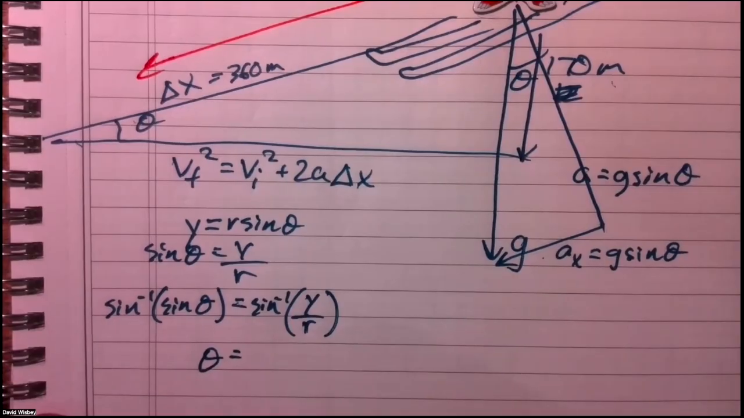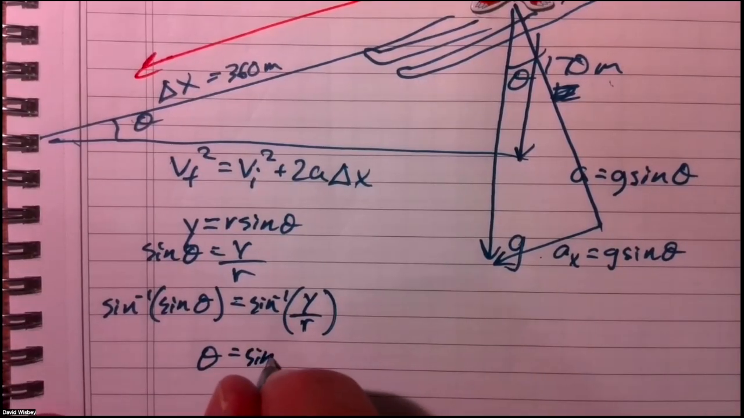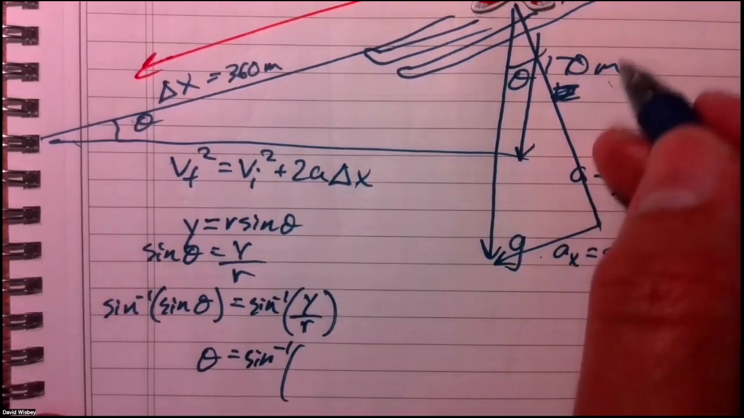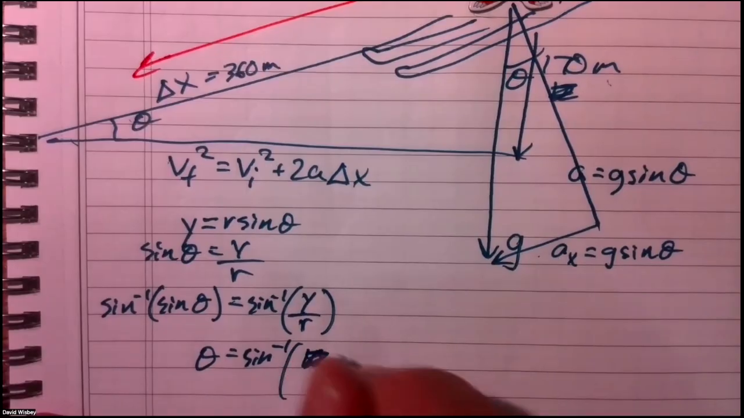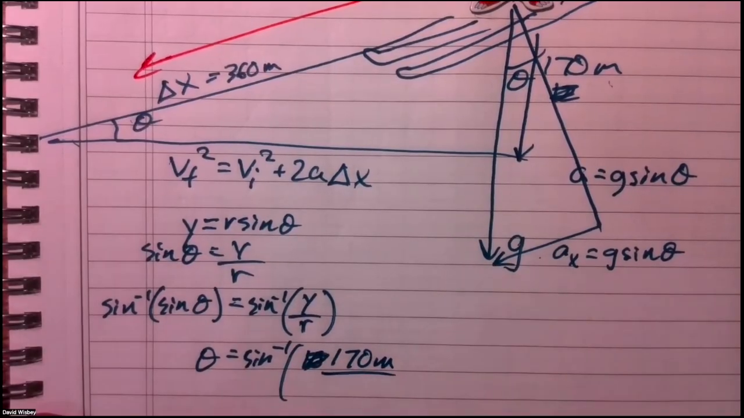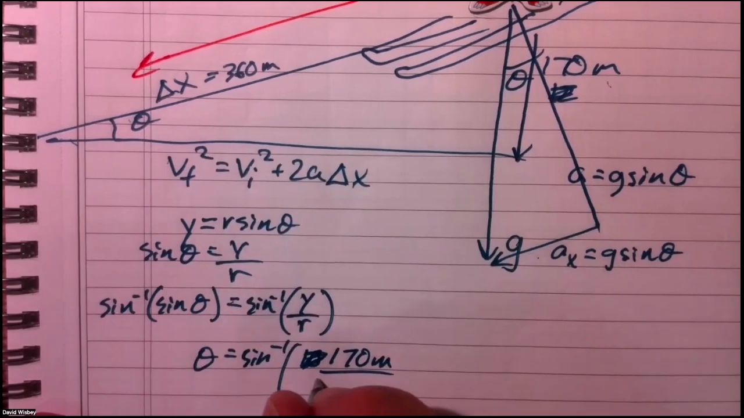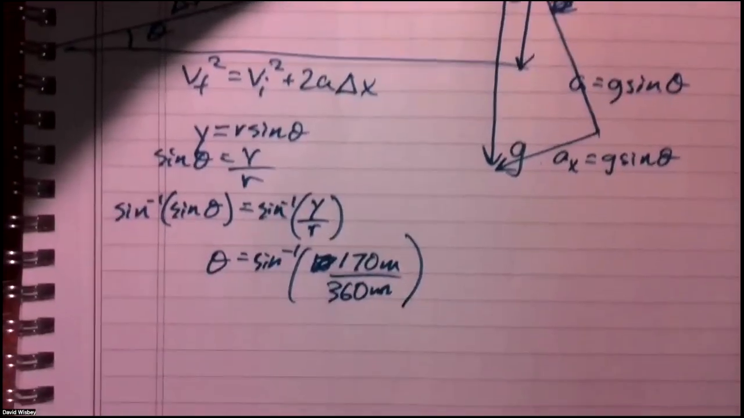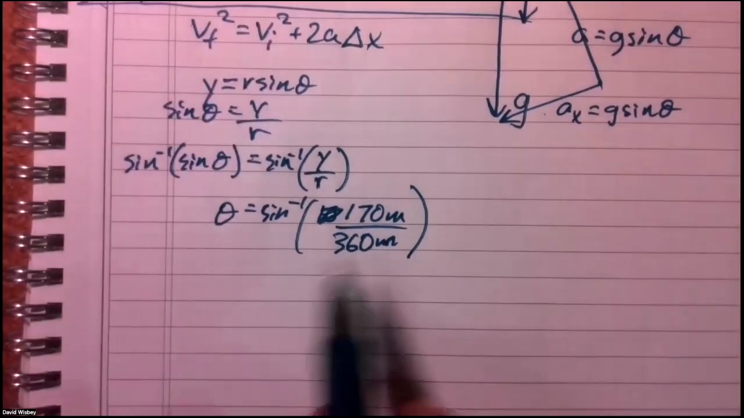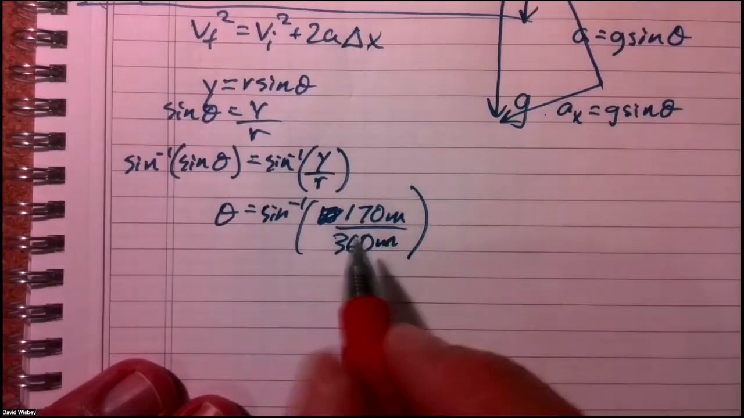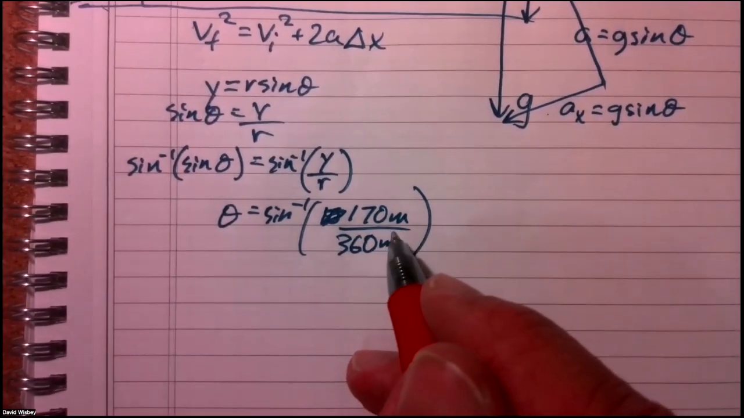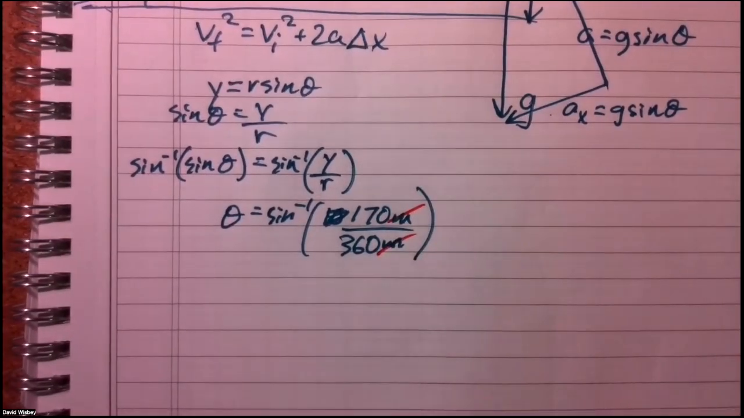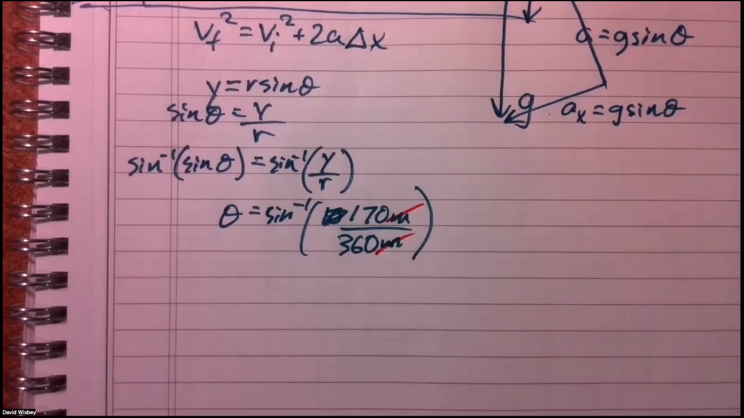Okay, so now I've got theta equals arcsine of y over r, and y here is 170. So 170 meters divided by my hypotenuse r, that's 360 meters. I drew the units in here because in a trig function, you can't end up with any units inside. It has to be an angle, either radians or degrees, and it has to be unitless. So our meters cancel, and that's a good thing, right? We don't want any units in there.